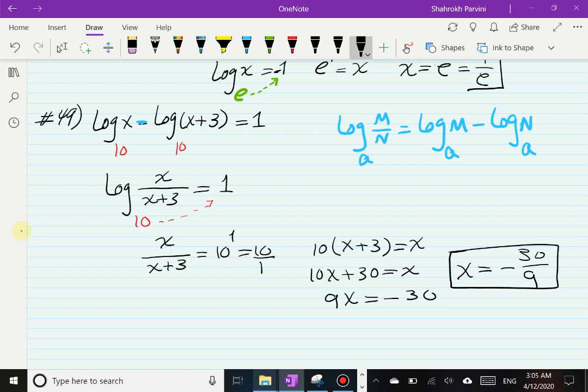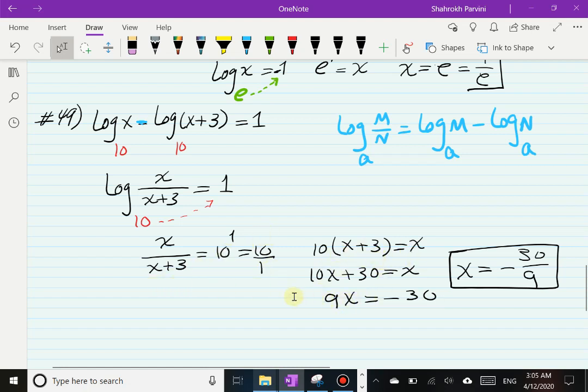So hopefully again you followed the steps here. My first step, just to recap, I combined these into one quotient. And then the second step, I rewrote that equation in exponential form. And once we did, then I multiplied both sides by x plus 3, or cross multiplied them. You cross them this way. This is what I got.